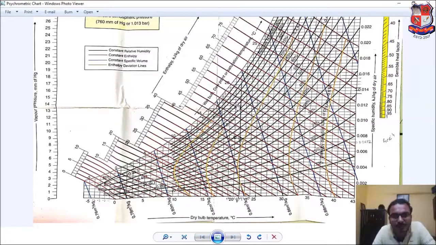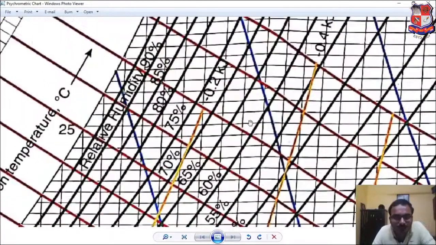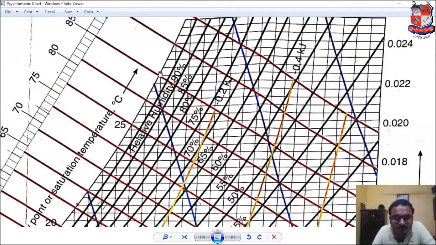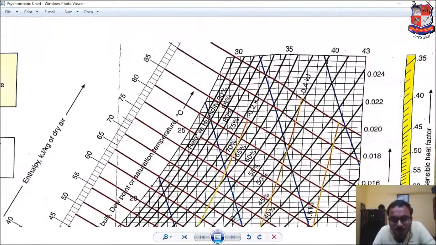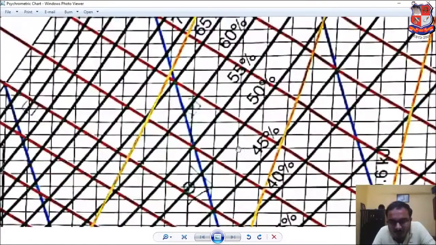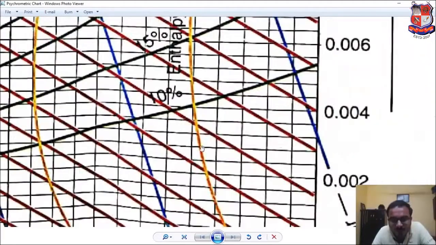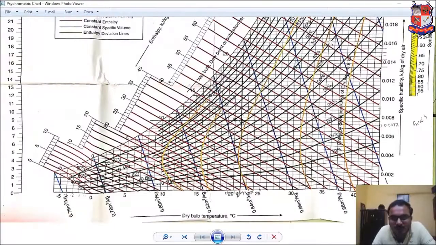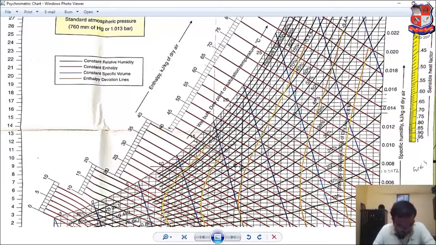So I am talking about thick black color curves, and as you can see here, this saturation curve, as I was telling you earlier, is 100% relative humidity. Below that you can see it is at 90%, then 85%, 80%. So as you go below, all these relative humidity percentages are getting decreased. You can see here 20, 15, 10, like that. So all these are constant relative humidity lines.